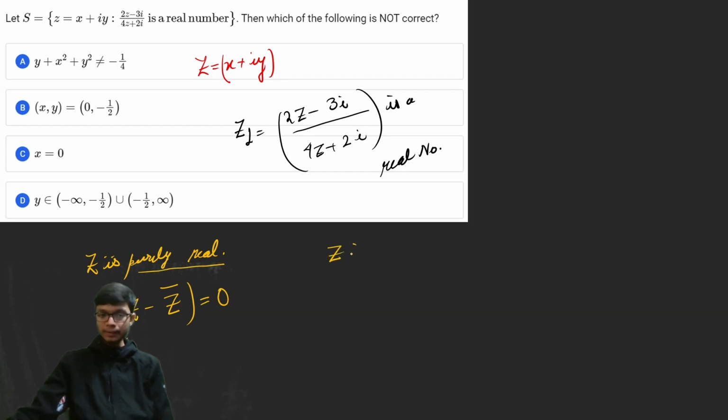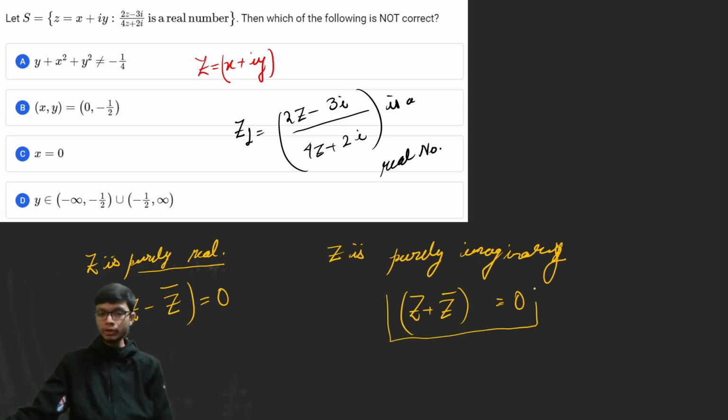And similarly, if z is purely imaginary, then z plus z bar, that is the real part of z, will be equal to 0. So for purely imaginary, the real part will be equal to 0, and for purely real, the imaginary part will be equal to 0. That is, for purely real z is equal to z bar, and for purely imaginary z is equal to minus z bar. I hope you will remember these results. These results are not very important, but many times in a question these results will be directly given and you need to look for them. Also, without knowing the result, you can definitely solve this particular problem.